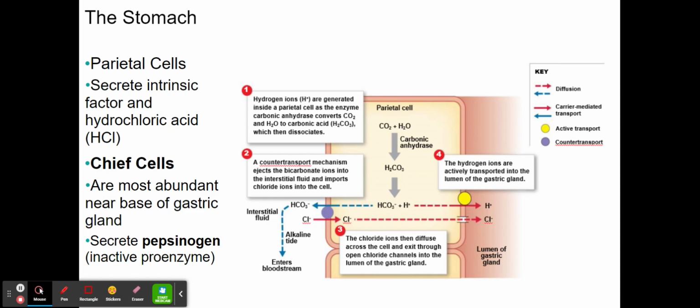The hydrogen ions are actively transported into the lumen of the gastric gland. The bicarbonate ions are exchanged for chloride ions from the intestinal fluid. When gastric glands are actively secreting, enough bicarbonate ions diffuse into the bloodstream from the intestinal fluid to increase the pH of the blood significantly. This sudden influx of bicarbonate ions has been called the alkaline tide.